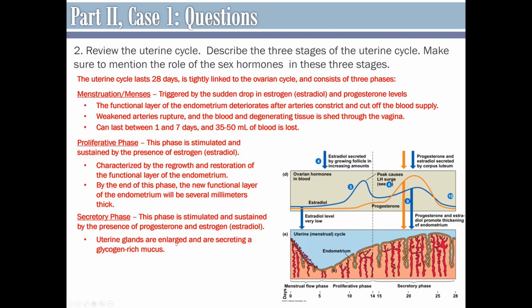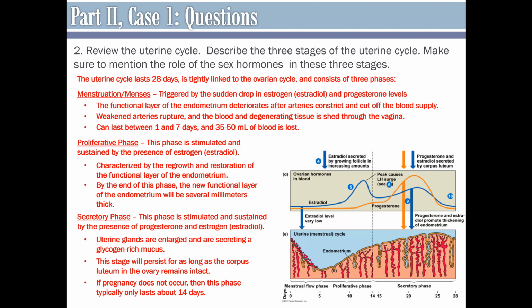And during this phase, the uterine glands are enlarged and are secreting a glycogen-rich mucus. And this stage will persist for as long as the corpus luteum in the ovary remains intact. But if pregnancy does not occur, then this phase typically only lasts about 14 days. And then because of the corpus luteum degenerating in the ovary, the estrogen and progesterone levels will fall off remarkably, and then that will trigger the next menstrual phase.